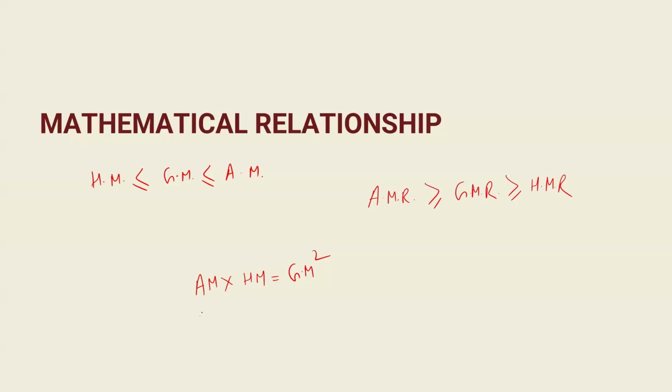One restriction: these relationships, all of them, in fact the inequality also and this one also, will actually hold when the numbers are positive. It should not even be zero. The numbers should be positive. If negative numbers enter into the picture, especially for geometric and harmonic means, these relationships will not hold, or in fact sometimes may not even be defined. So please be very careful about this.